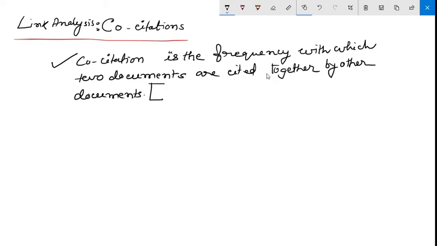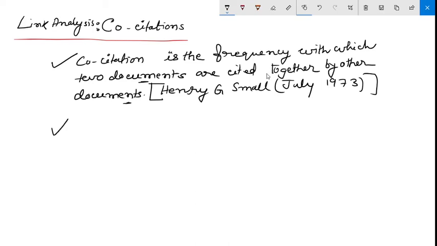Who has developed this? In the year 1973, Henry G. Small is the author of this concept called co-citation. So what is co-citation? It is the frequency with which two documents are cited together by other documents. Okay. Second point is important. You understood this. That means two documents will be cited by other documents. I will show you the diagrammatic representation also.